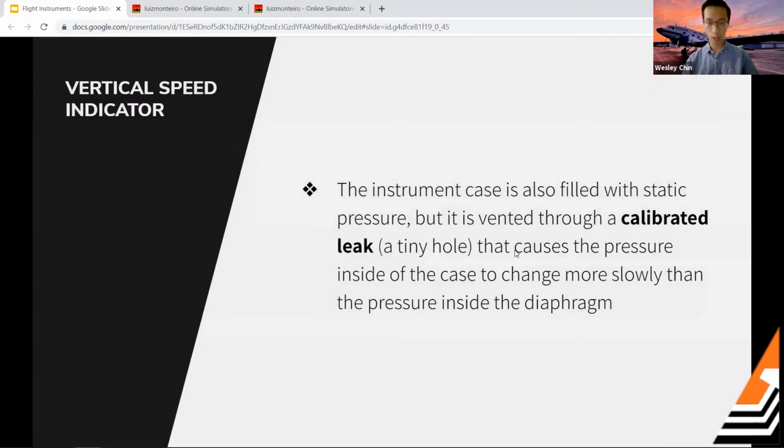The instrument case also has a direct static line, so it's also being filled with static pressure, but there's one difference here. It's actually vented through a tiny hole we call a calibrated leak. This causes the pressure inside of the case to change more slowly than the pressure inside the diaphragm.